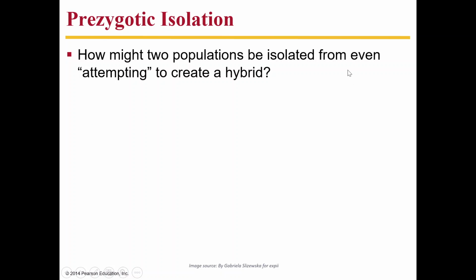So let's think how, besides geographic isolation, which is obviously one way that you can be separated, how might 2 populations be isolated from even attempting to create a hybrid? The way I like to represent this to my class is, we all know reasons why maybe if we met someone we wouldn't want to go on a date with them. But what could keep you from even meeting someone? What kind of activities would prevent you from meeting somebody? Maybe you would like them if you met them, but what could prevent you from even meeting someone? Let's say besides geographic isolation.